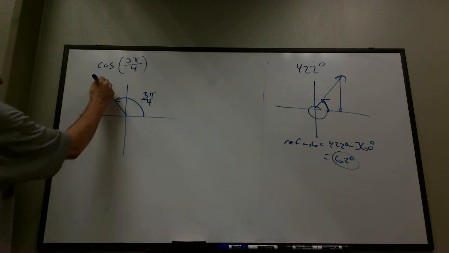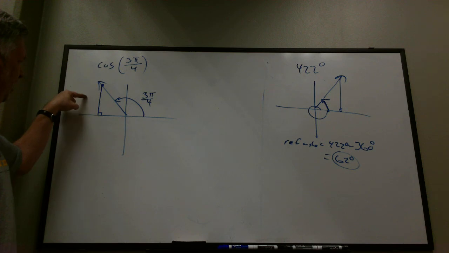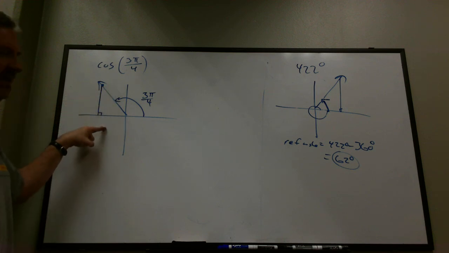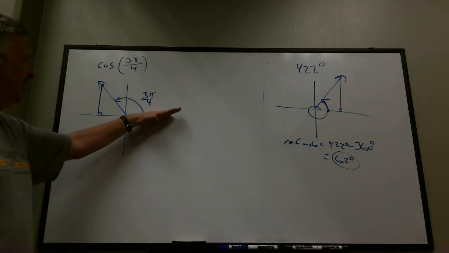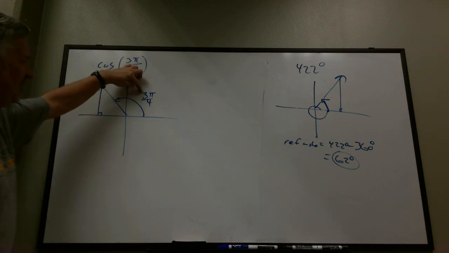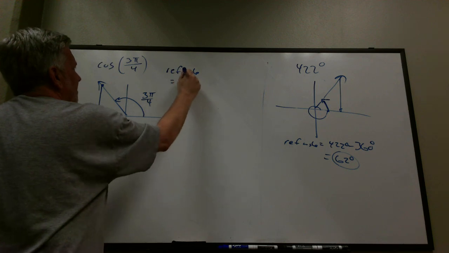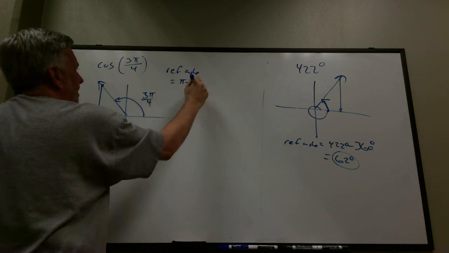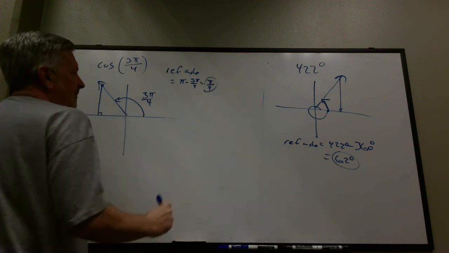We draw our triangle, pick a point on the terminal side, not the origin, and draw a vertical line. No problem. Now, to find cosine of 3 pi over 4, we need numbers on the side of the triangle. Notice they didn't give us any of those. We have to figure some out. But what's the reference angle here? The reference angle is pi minus 3 pi over 4. We just practiced that. So it's 1 pi minus 3/4 pi, which is 1/4 pi. There's the reference angle, pi over 4.